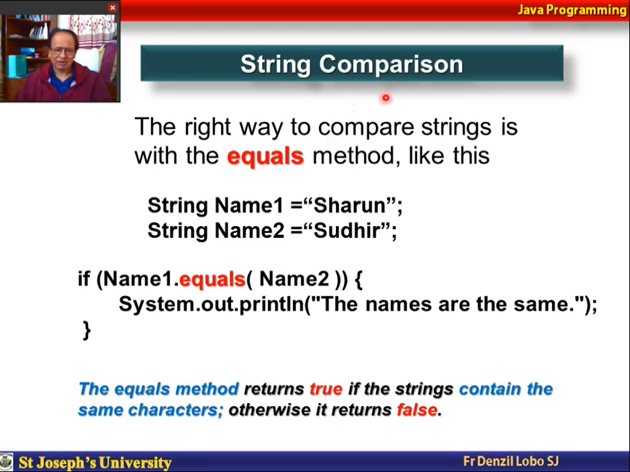There are other methods here, what is called the equals method. The right way to compare strings is using the equals method instead of using the operators equal, not equal, etc. So this is the better way of comparing. So for example, I have assigned Sharun to name1, Sudhir to name2. Then I say is name1 equal to name2, whether they are the same. If they are the same, it is going to return true, otherwise it is going to return false. In this case, if you say name1 equals name2, if the names are same, it is going to print, otherwise it is not going to print.